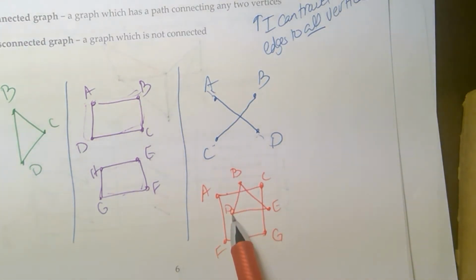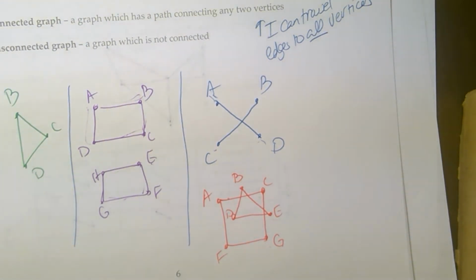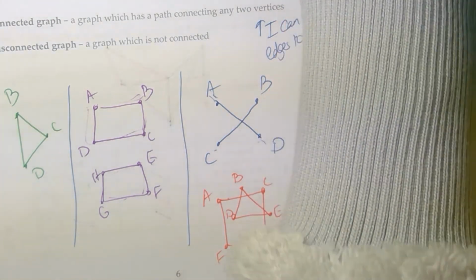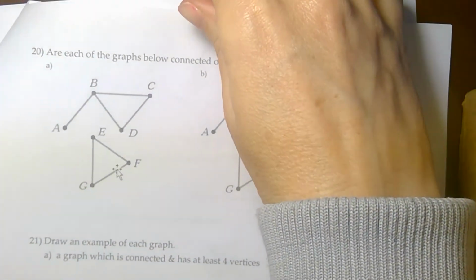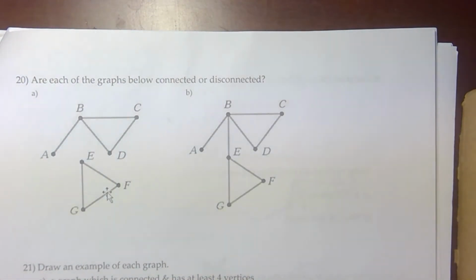BDE is not connected to ACGF. I can't get from one set of vertices to the other. Look at the next page. Consider on 20 whether those graphs are connected or disconnected. I don't know why I have an error there. It shouldn't be there, but it is.